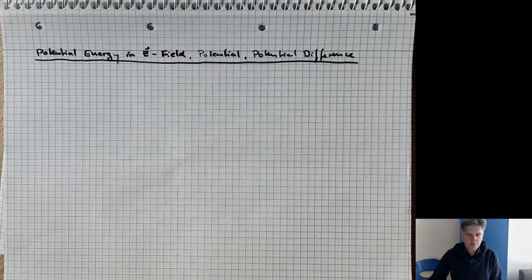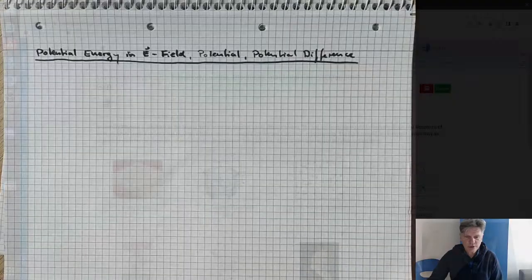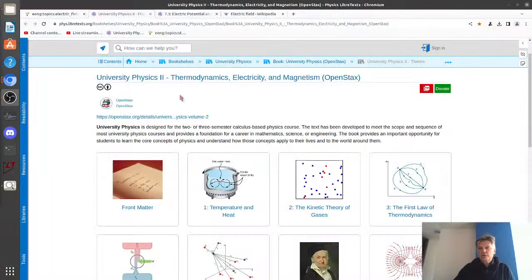This video is on potential energy in electric fields, the potential and potential differences. It's partly inspired by the excellent open source book University Physics 2, Thermodynamics, Electricity and Magnetism, which is published under OpenStax. It's an open source license, a Creative Commons, so we can use this material for free.